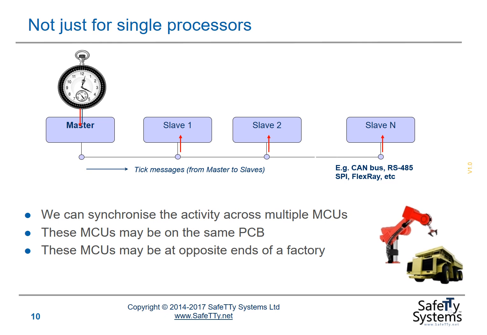On the slave nodes, there is no periodic timer tick. Instead, the periodic interrupts that drive the simple scheduler on those nodes arrive through the receipt of messages on the communication bus. This is very powerful. Using this approach, we can synchronize activity across multiple microcontrollers. The microcontrollers may be on the same PCB. I'll give an example of that later in this video. And the microcontrollers may be at opposite ends of a factory. So it could be a large design where we're using multiple microcontrollers across a vehicle, across a factory, on the same PCB, and to work together in a manner that we'll discuss shortly. So we can synchronize the activity across multiple processors using this kind of architecture.